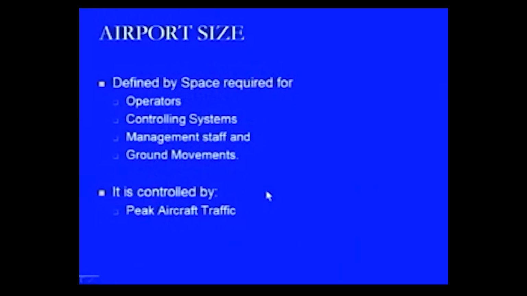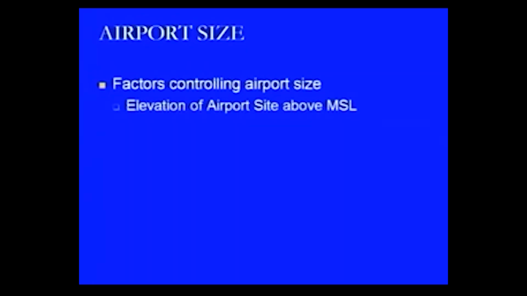Therefore, it can be controlled by certain things like the peak aircraft traffic. During the peak time period, the overall traffic of the aircrafts will govern what the size of the airport should be. Then there are the characteristics of the aircrafts that we have seen already. So, we will be looking at some of these things one by one, that is, the various factors which control the airport size, like the elevation of the airport site above the MSL.